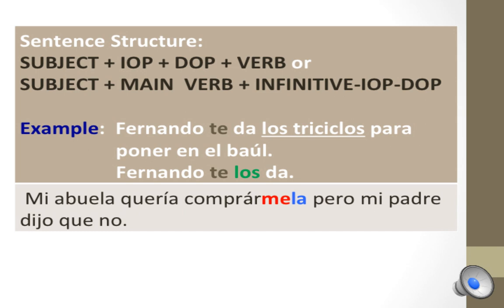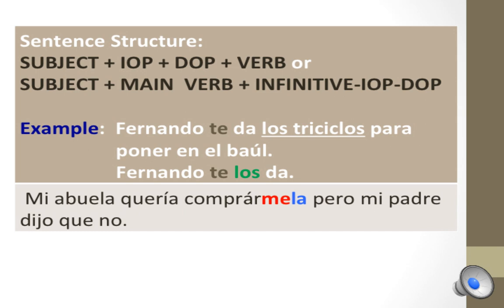Now this is the sentence structure. There are two. According to the previous slide, you would write the subject, IOP comes before DOP, and then a verb. That is when one verb is in a sentence. But if you have two verbs, you could either write the main verb, the infinitive, and then you attach the IOP and the DOP. And remember that the accent mark is required.